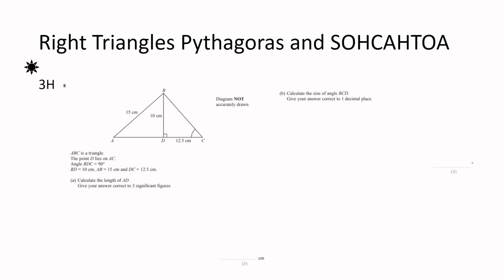Next, we've got question 8, and you should recognize that this triangle has already been split into 2 other triangles, which is really helpful because of this right angle we've got here. Since this is a straight line and this is 90 degrees, this must also be 90 degrees, so you've got 2 right angle triangles here.